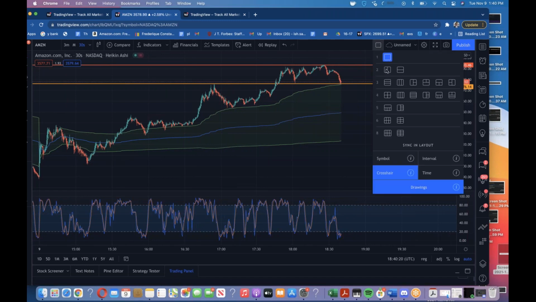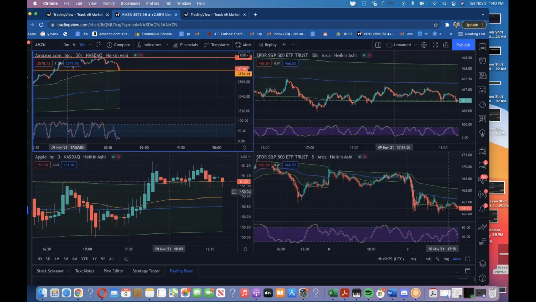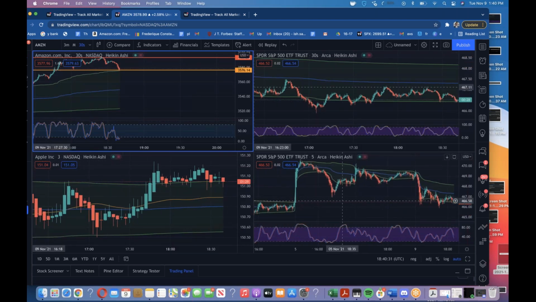Something else I also like to do, if you do have a paid version of TradingView, is you can select layout. And usually when I'm on a bigger screen, or I have multiple screens in front of me, I can use this 4-chart setup. This 4-chart setup can help me look at multiple correlations at one time.